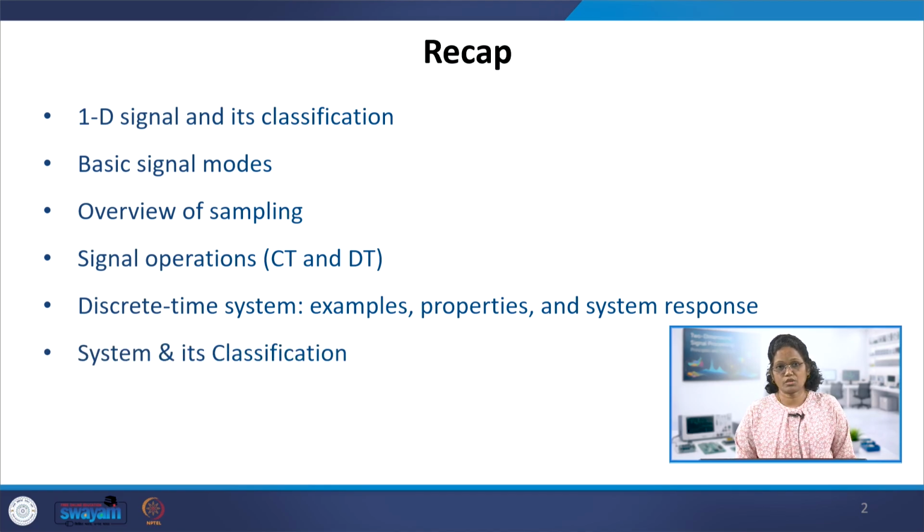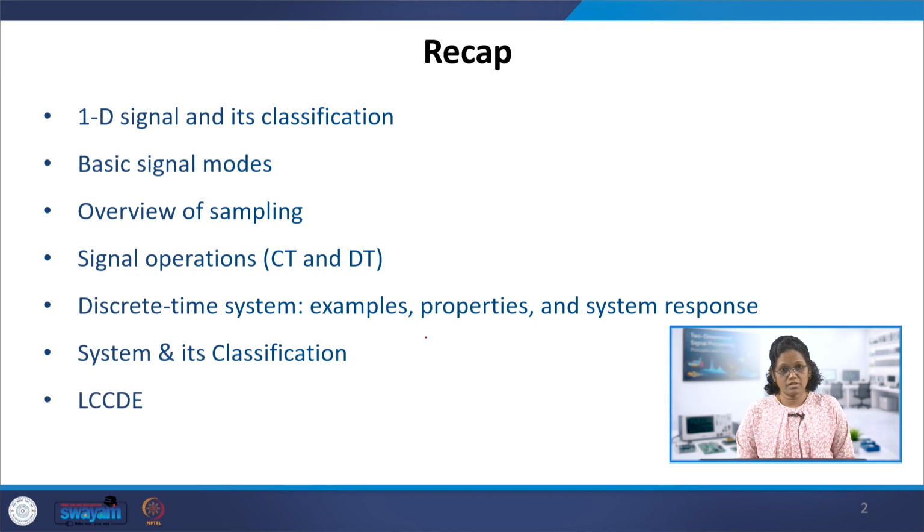And the system also, its classification. So we defined the system and its classification, different types of systems like LTI systems, also causal and non-causal systems, invertible systems, and also the stability of the system. Those we have done.